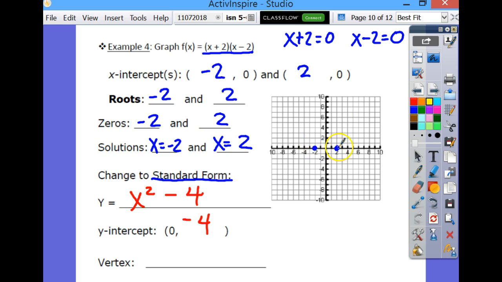And so halfway in between negative 2 and positive 2, what's halfway in between negative 2 and positive 2? 0. And so my vertex is going to be 0 something. So I'm going to plug in a 0 in place of the x. And, oh, I made a sign mistake when I copied that one down. So what is this going to be when I multiply that out?